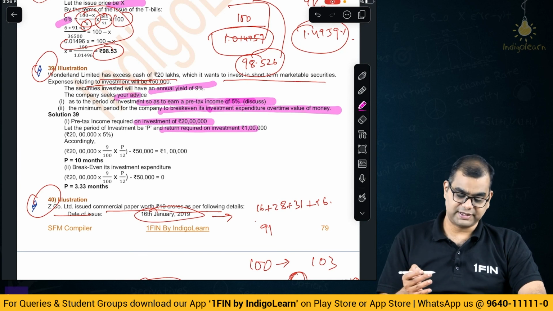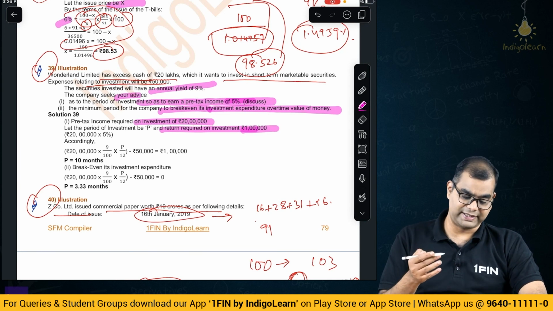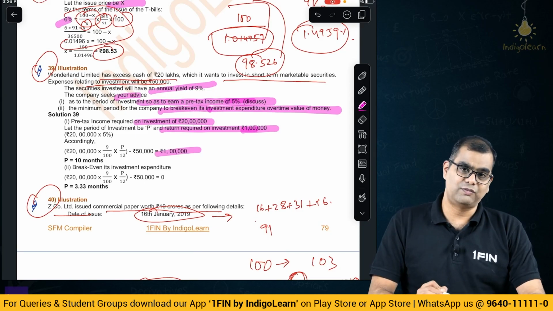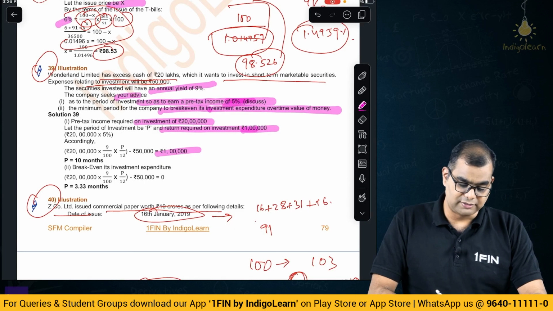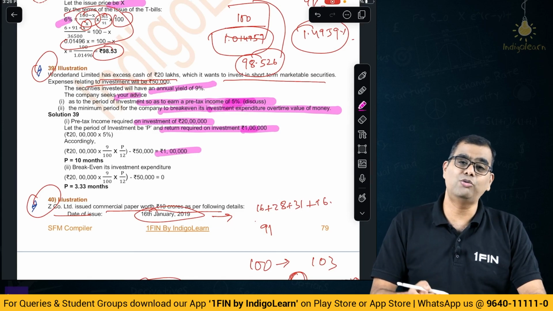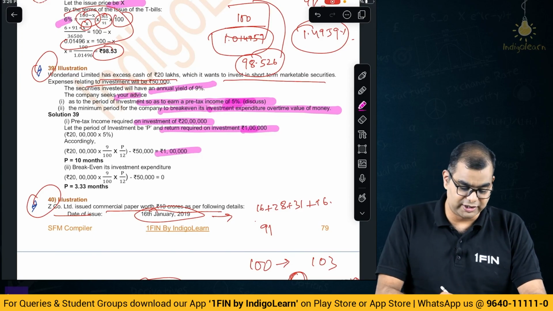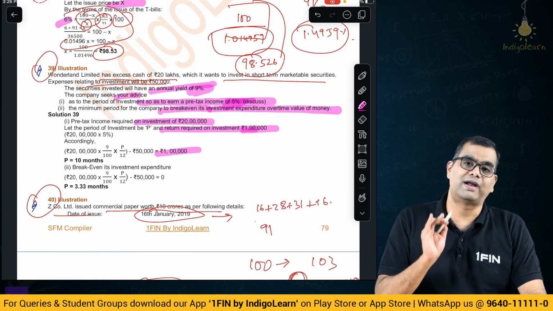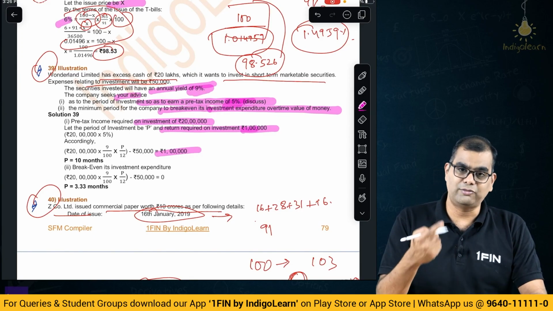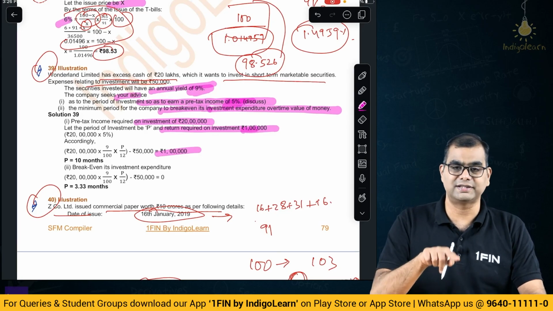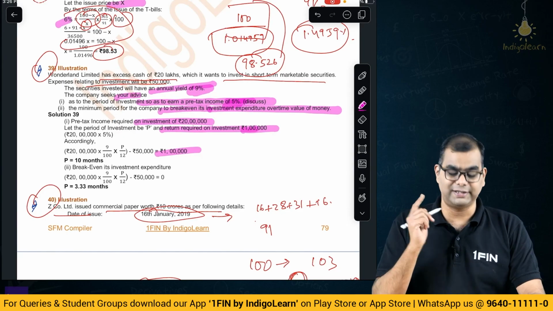20 lakhs on 5%, 5% on 20 lakhs is 1 lakh. So, the return needs to be 1 lakh after subtracting expenses. Here the question is, this 1 lakh is the return that you want, but you don't want it over a year. How much time should you invest such that when you invest in a 9% security, you get 1 lakh? How many days should you invest in a security that yields 9% such that you get a 5% return?